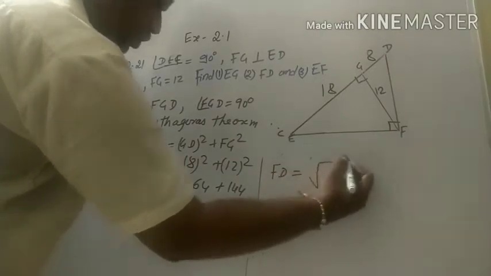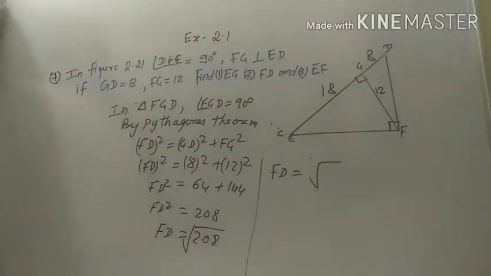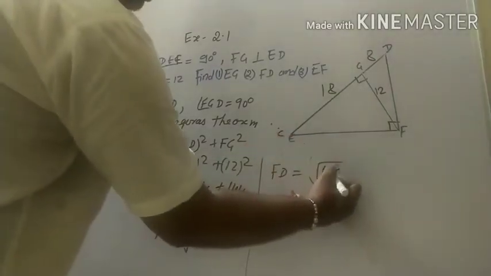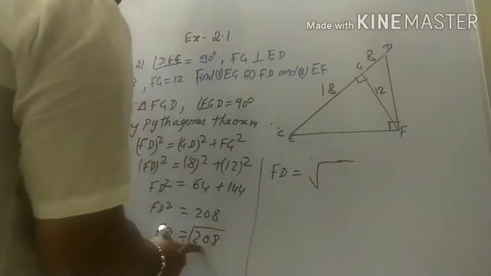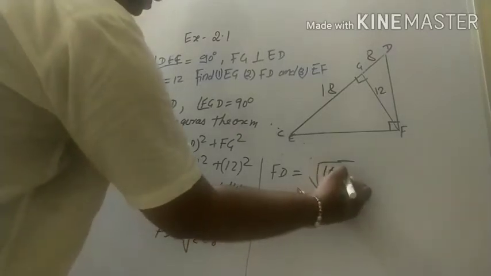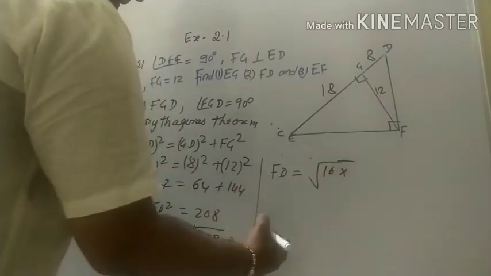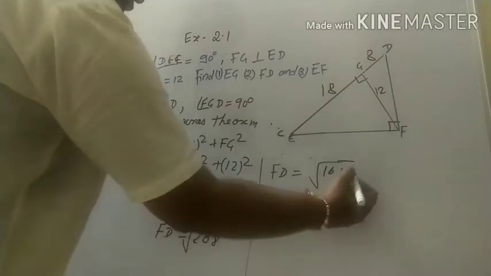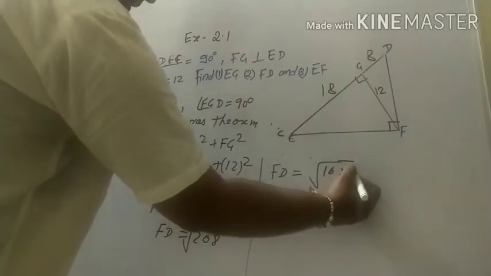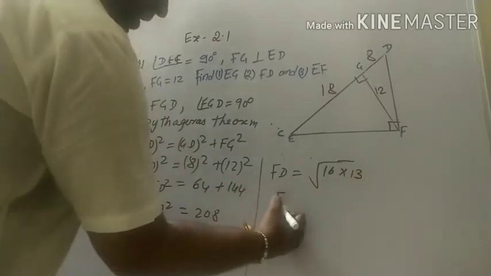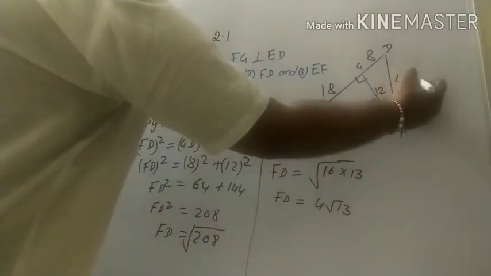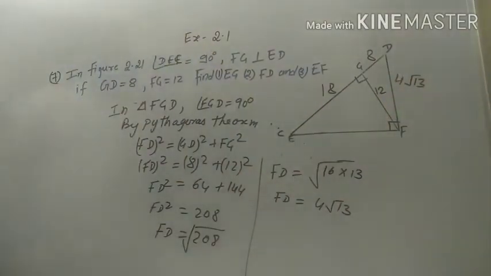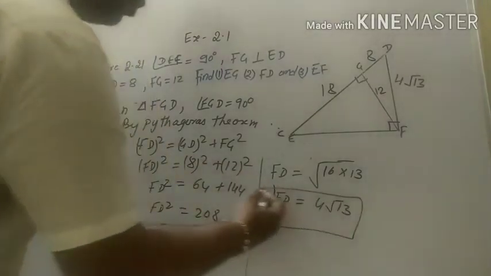FD is equal to root 208. 4 5s are 20, 4 2s are 8, 52. 4 into 52. Also 16 into 13. That is, FD is equal to 4 root 13. This will be 4 root 13.